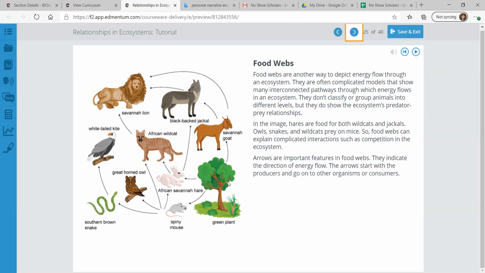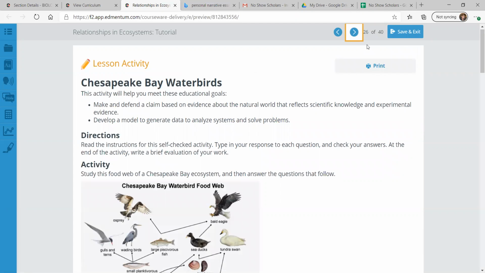So plants flow to the hare. Hare energy that it ate flows to the wildcat. The wildcat's energy flows to the lion. And you see how the lion, there's no arrows away from the lion until he actually becomes decomposed.